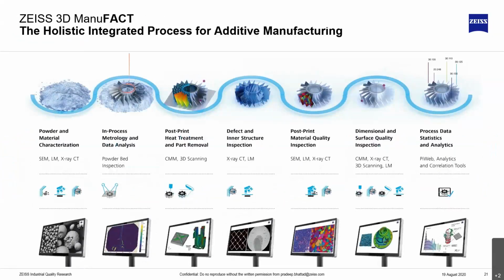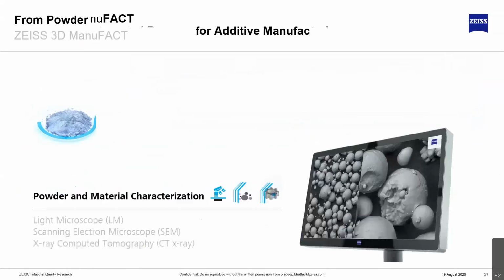So having seen one example, let's go a little bit deeper into each of these islands. I'll show you quickly some examples. So let's look at how we do the powder analysis. When it comes to powder characterization, oftentimes for additive manufacturing, the size distribution is important, but also more important is the shape of the powder, because that's what controls the flowability of the powder, and the surface of the powder, because again, that controls the flowability of the powder.